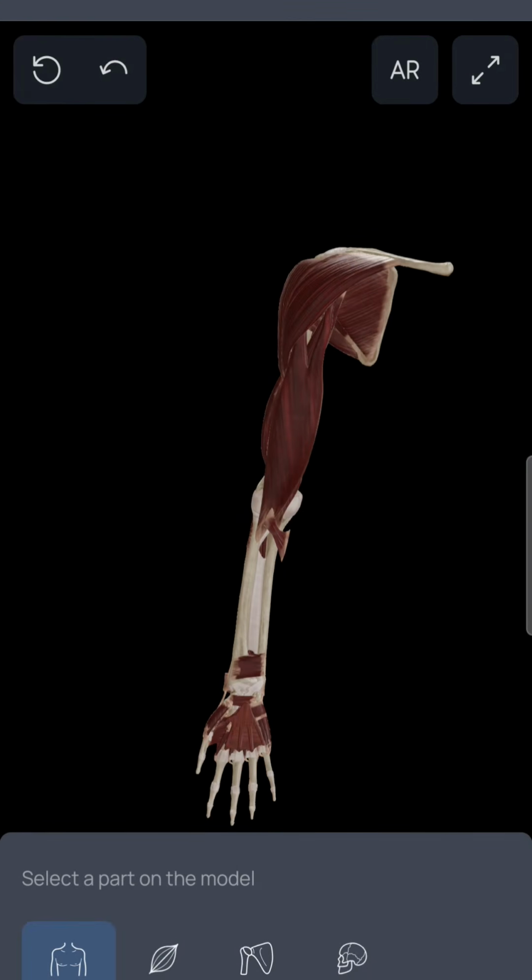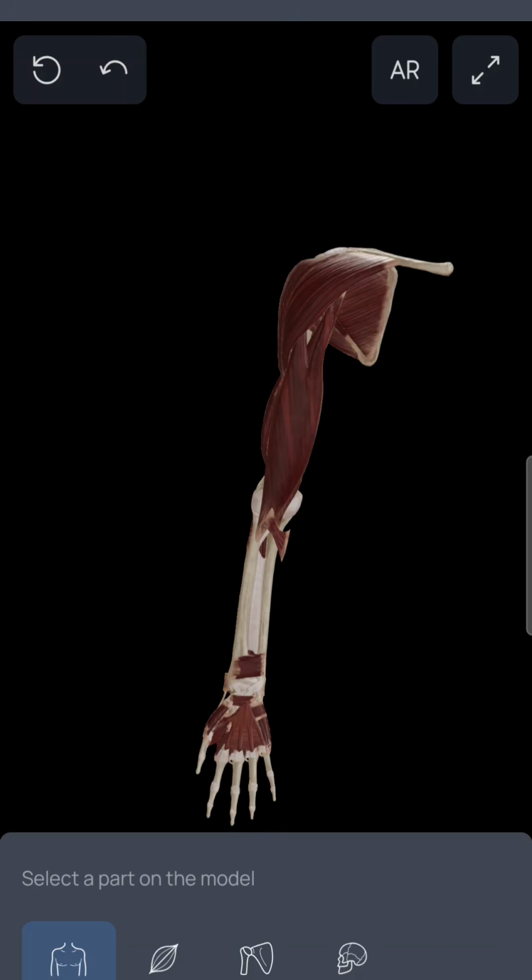Welcome to Anatomy Simplified, where we believe if you can see it, you can remember it, and you can understand it. In this video, we're going to discuss the muscles of the upper limb, their origins, their insertions, their characteristics, and of course, we're going to give you some tips on how to remember them. Let's dive right into it.